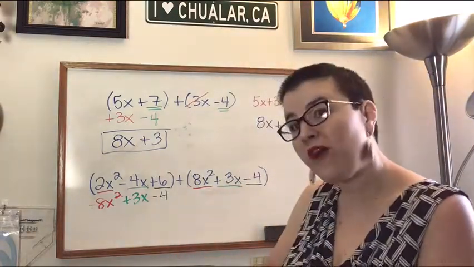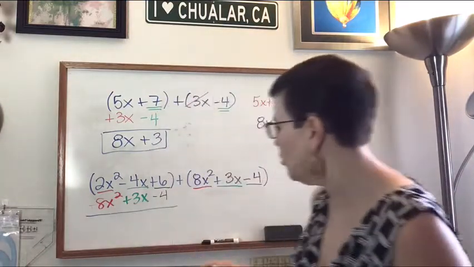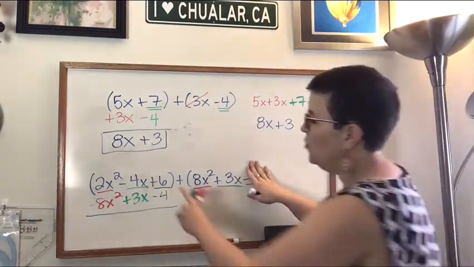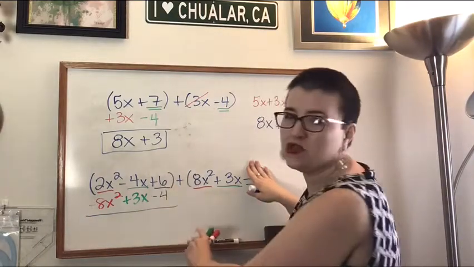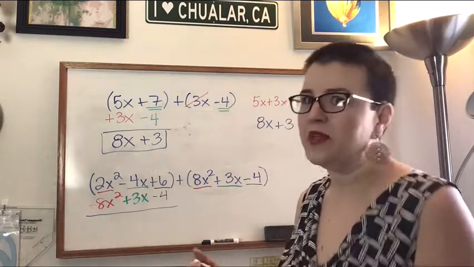Now, if you find that you're doing a problem and one of them doesn't have a like term, like say this 4 was missing, you would just put a 0 here, or you would just drop that term. You don't need something to combine with, but usually there will be something to combine with.